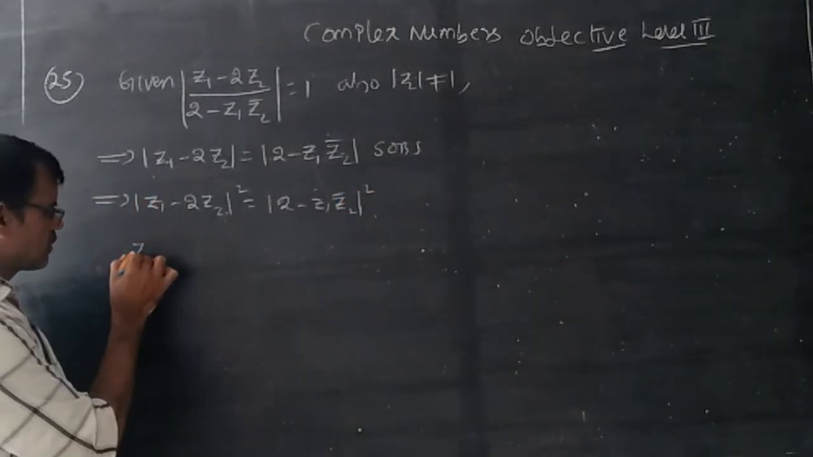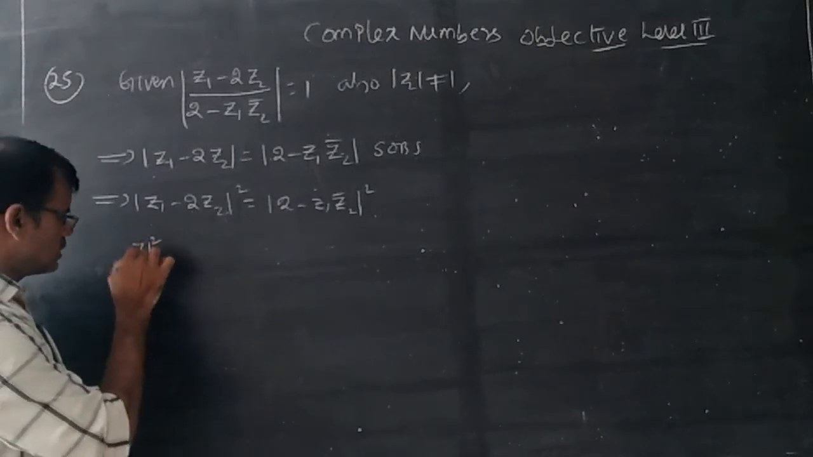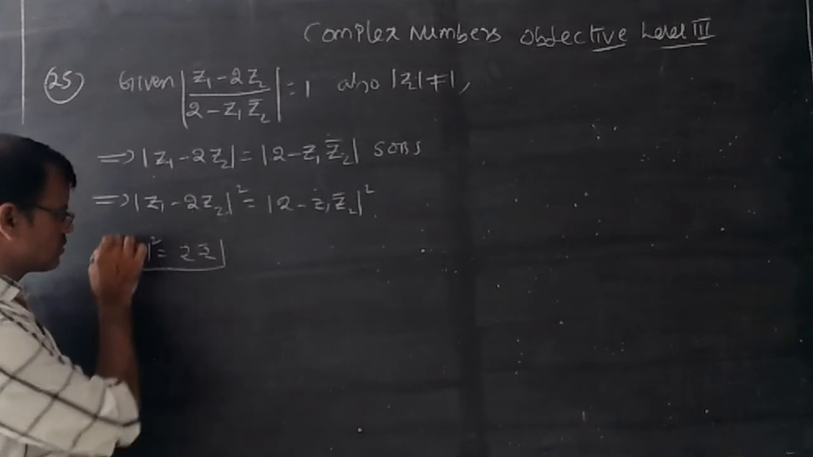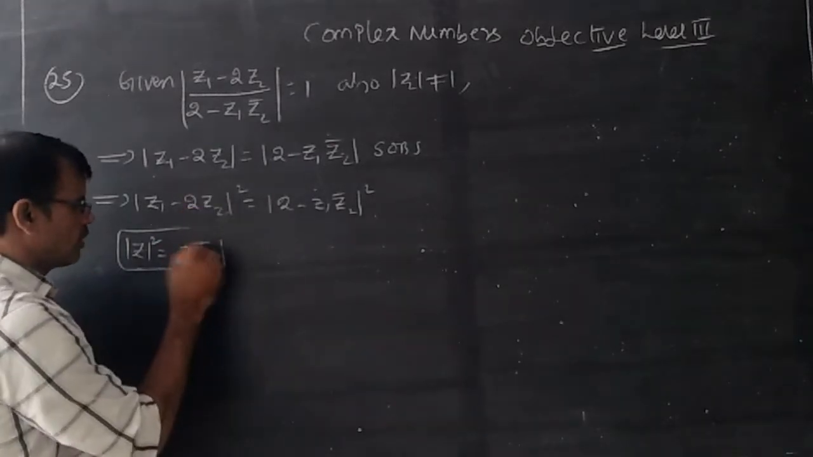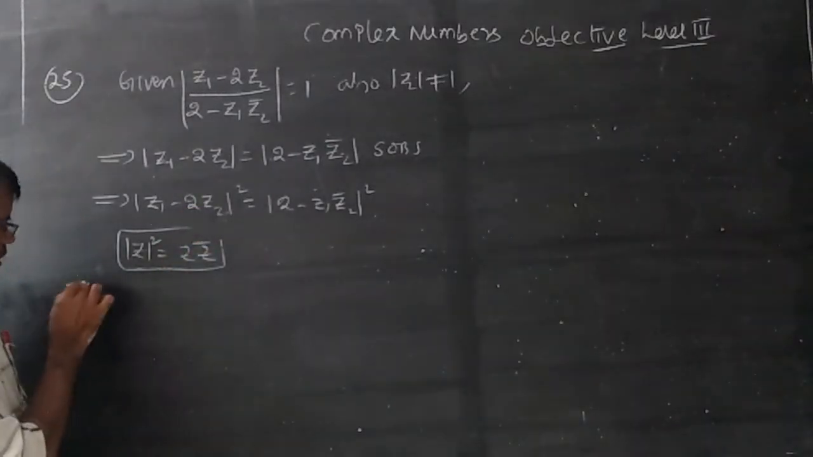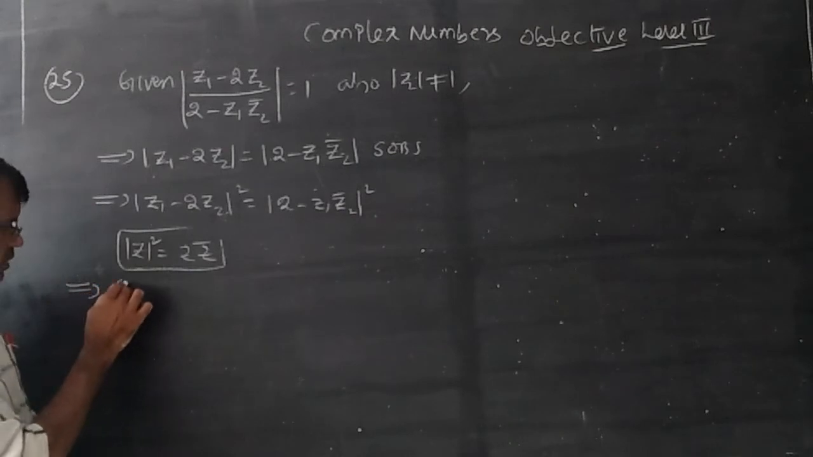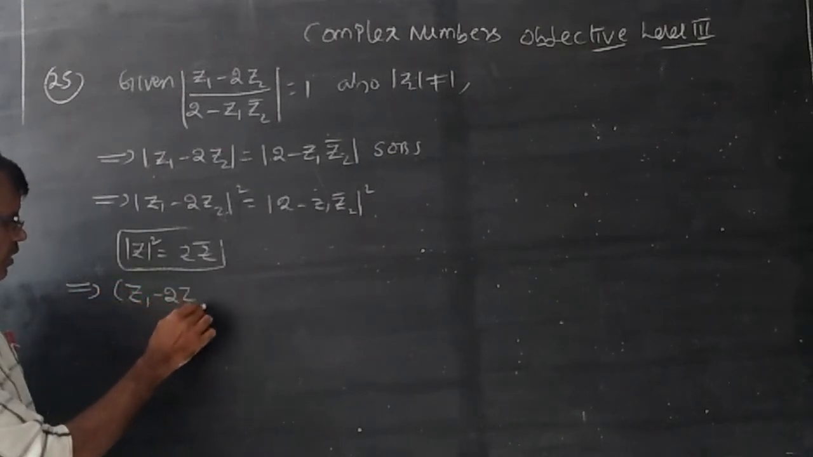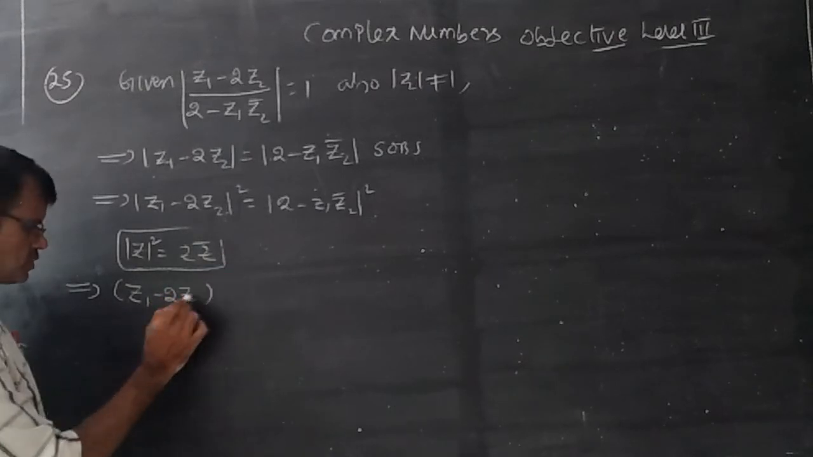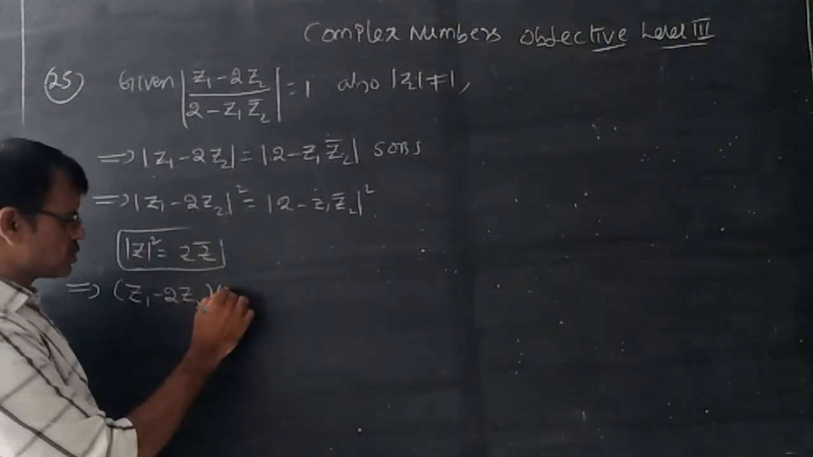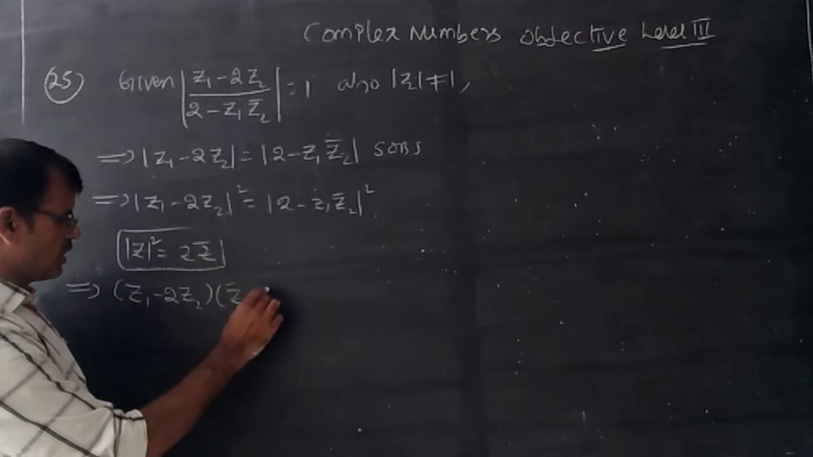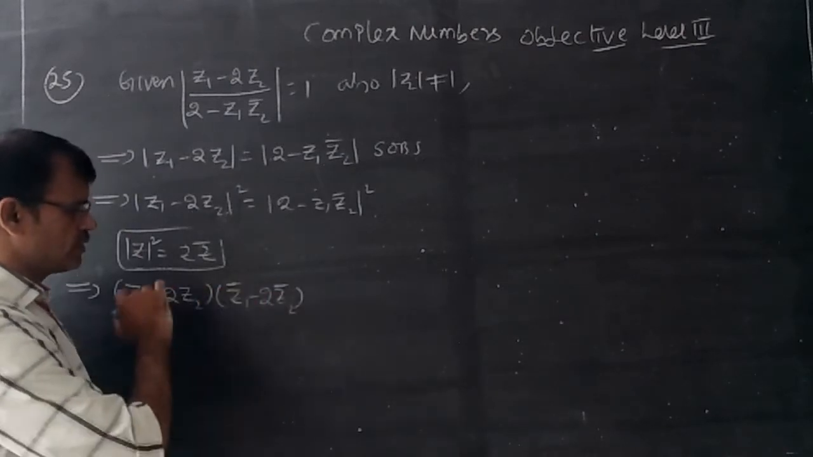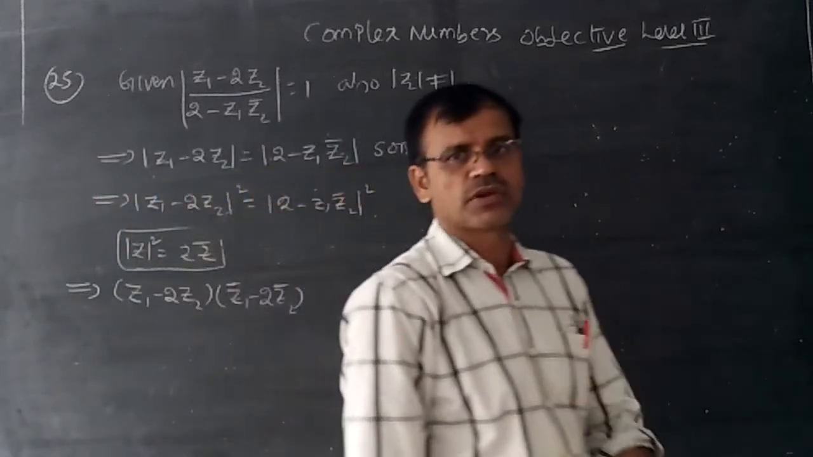And observe the formula: mod Z square is equal to Z into Z bar. So now I am applying the formula. So what is Z bar? Simply write in brackets: this is Z1 minus 2Z2, into its bar. So you can write Z1 bar minus 2Z2 bar separately. Otherwise, write the whole bar, and the next step we can write.